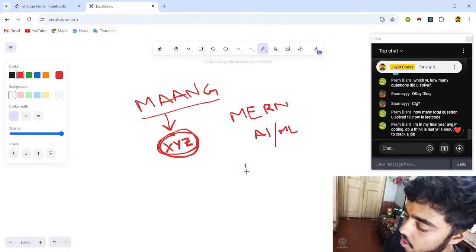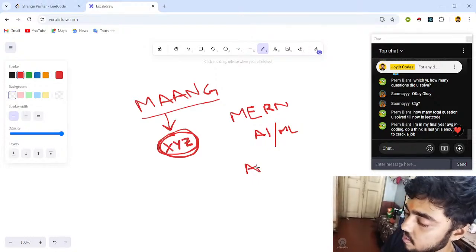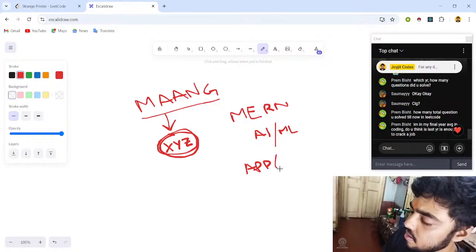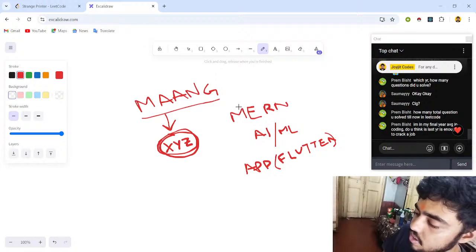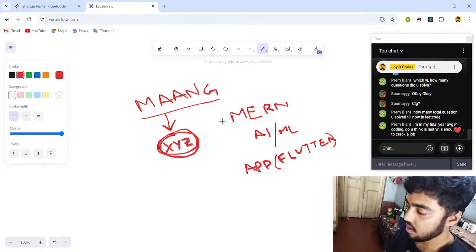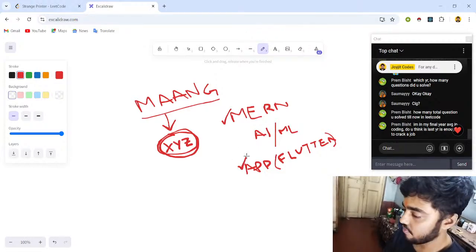Some people go for app development. And I think at this moment for app development, the best is Flutter. Okay, Flutter is best right now. Even I use Flutter. So if you tell me, these are the things that I know just a little bit. Okay, I have a website on MERN. I have made my final year project, an app, on Flutter.